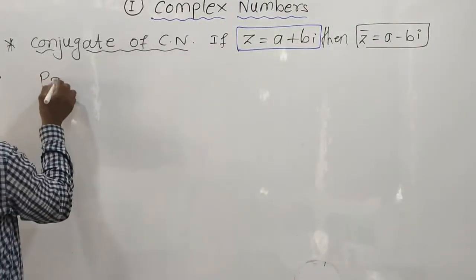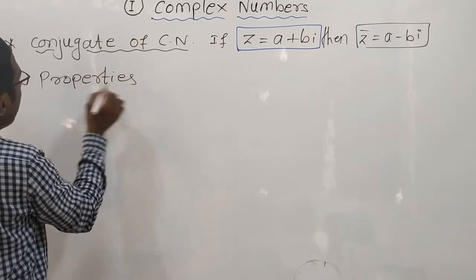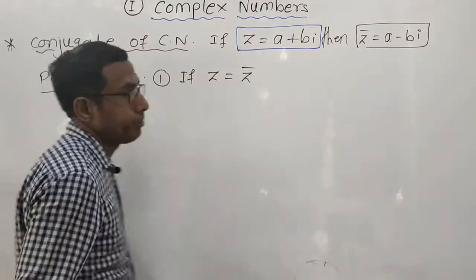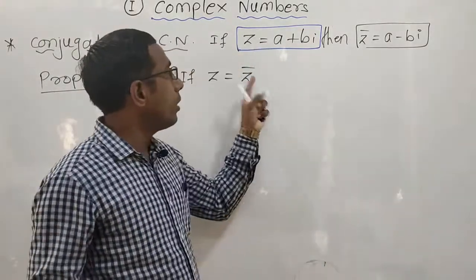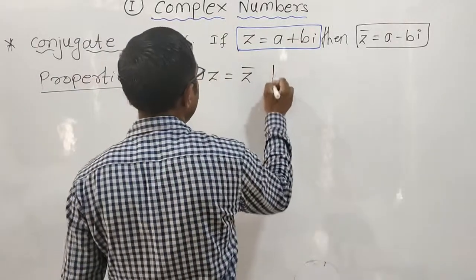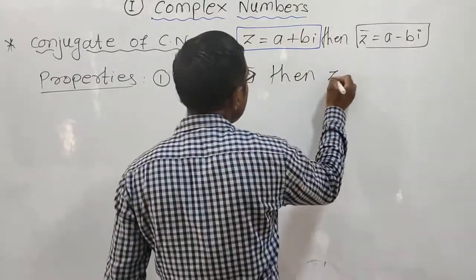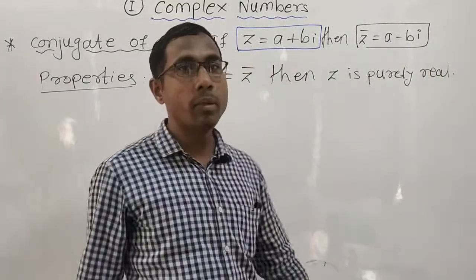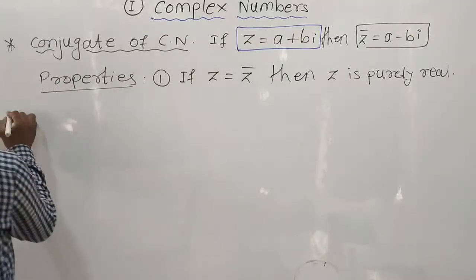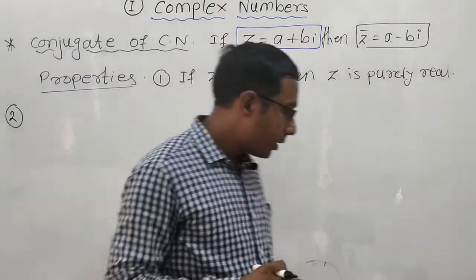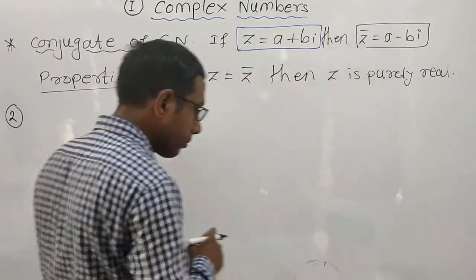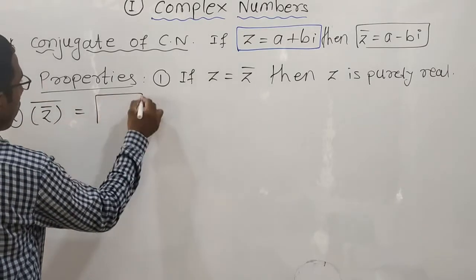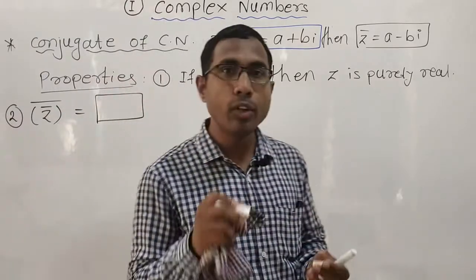Properties. So in properties, the first property is, as we saw a while ago, if the given complex number is equal to its conjugate, then z is a purely real number. We already saw the example, so there is no need for another example. Next one, second property: the conjugate of the conjugate is equal to... Now let's see the explanation. Then we'll fill in the blanks.